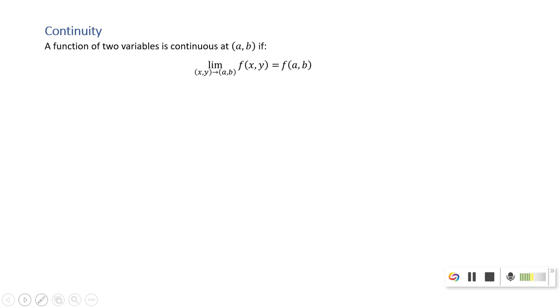Now I want to briefly talk about the idea of continuity in this video as well. A function of two variables is continuous at the point a, b, if the limit of that function is also equal to the function value. We had a definition in Calc 1 that was very similar. We defined continuity for a function of one variable in really the same way. A function is continuous if its limit is equal to its function value. Basically, that means the function isn't going to have holes or gaps or jumps in it.